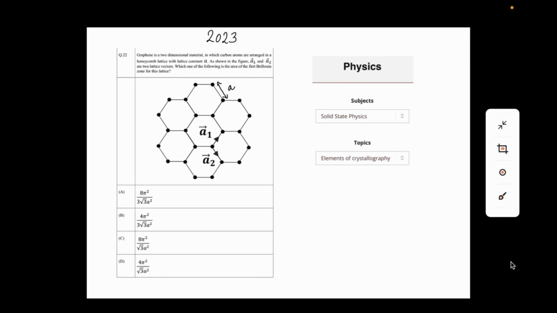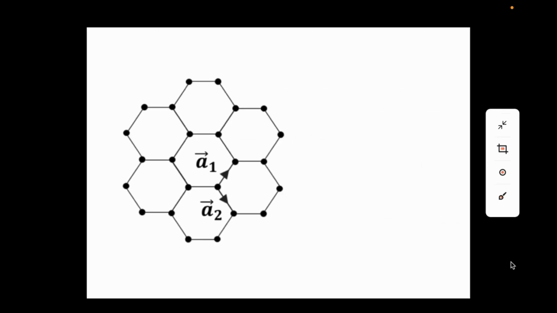Now at the very first sight, the idea that a student can get is that these are the lattice vectors. So the idea a student might get is that you have to find K1 and K2 in the reciprocal space corresponding to these A1 and A2, and then you find the area of the first Brillouin zone. But that is the wrong thing to do, and you would find that the answer corresponding to this approach is also in the options of this question.